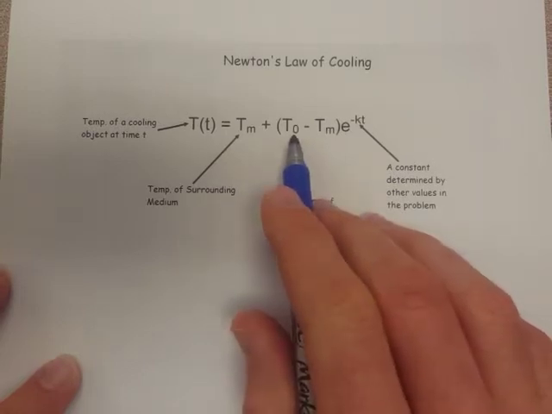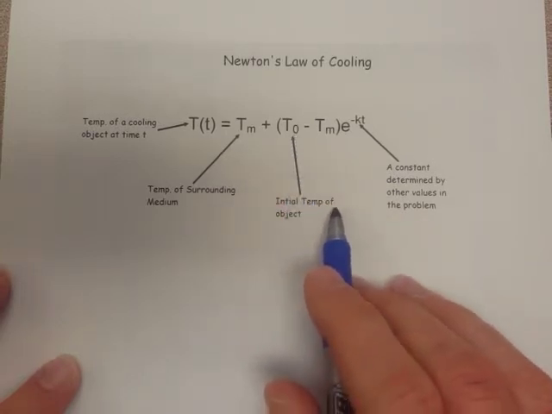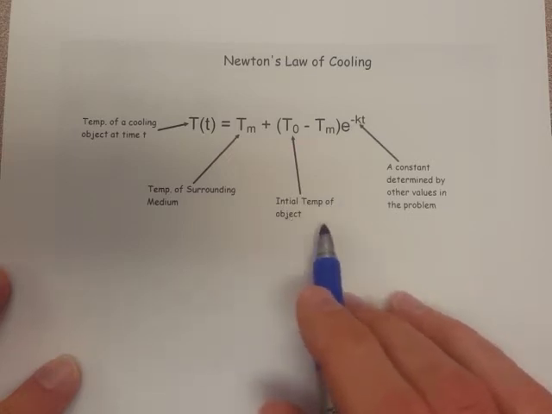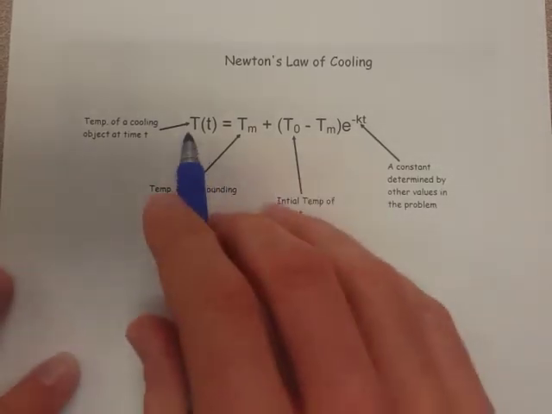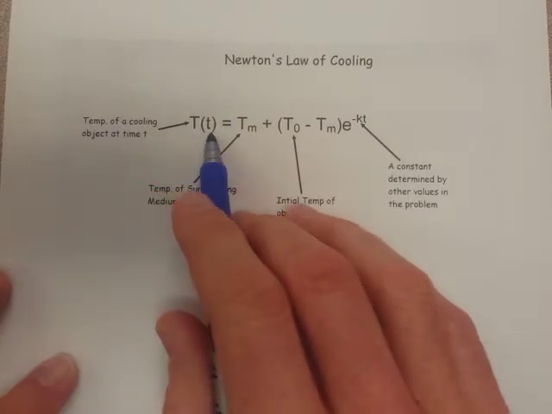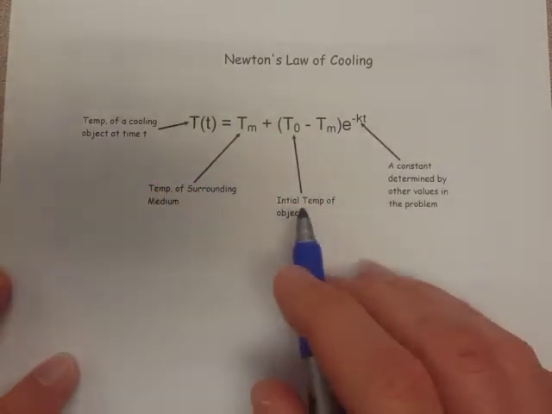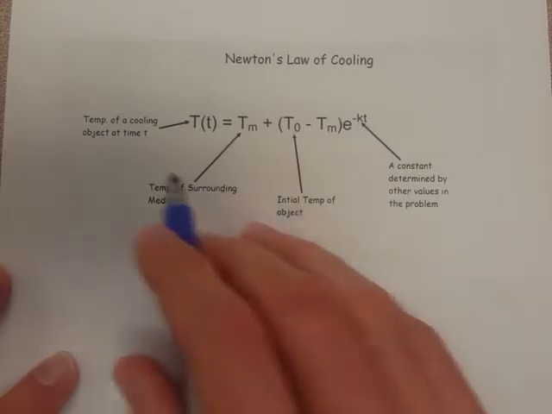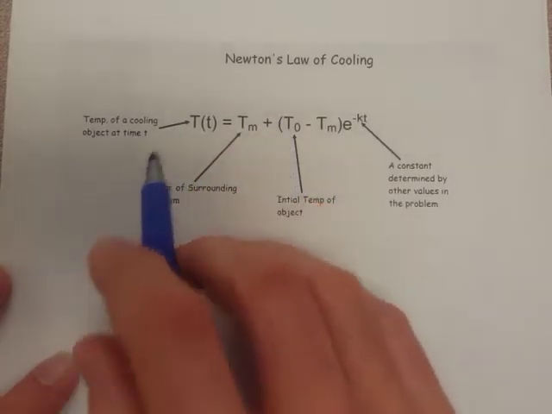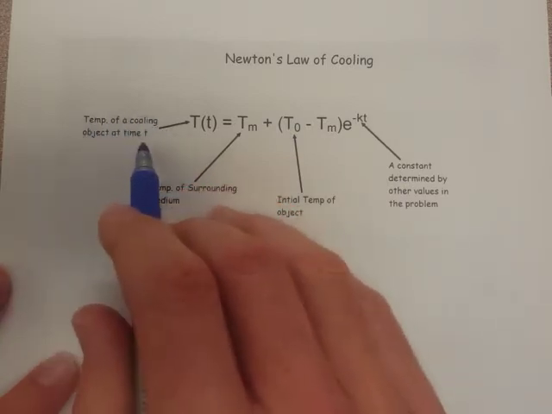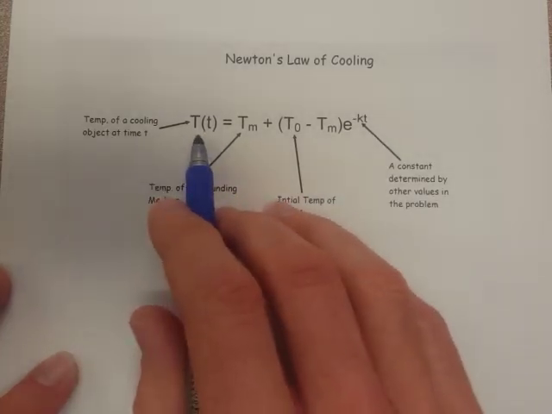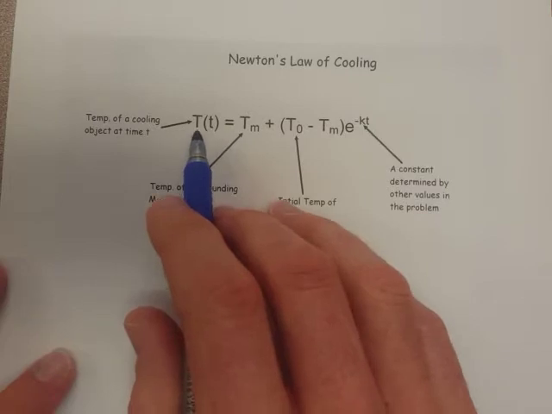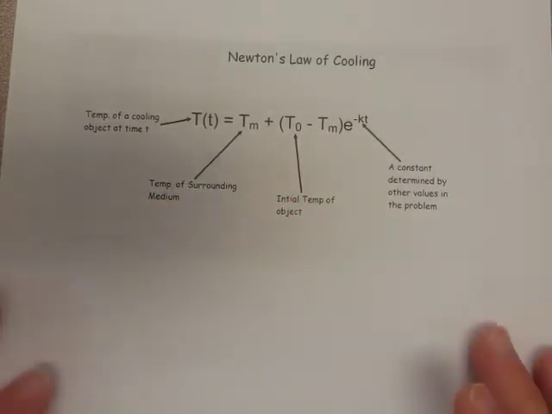T sub 0 is the initial temperature of whatever object is in question here. So let's say you take a cake out of the oven. What's the temperature of that cake right away as you get it out? T of t is the temperature. So maybe you take that cake out and it's 300 degrees, but then you test it a little bit later, let's say at 10 minutes, and it was 200 degrees. That would be the temperature of a cooling object at a specific time, at time t. So whenever you see this one in a problem, make sure that you are thinking about a specific time attached to that, and we'll definitely see that in the example.